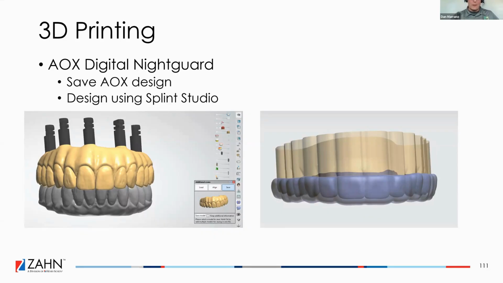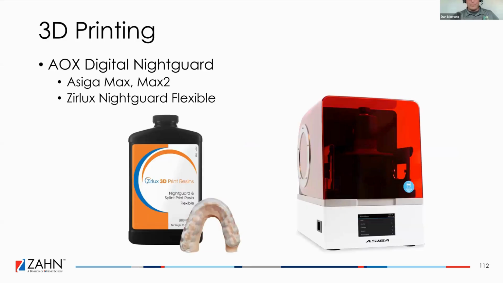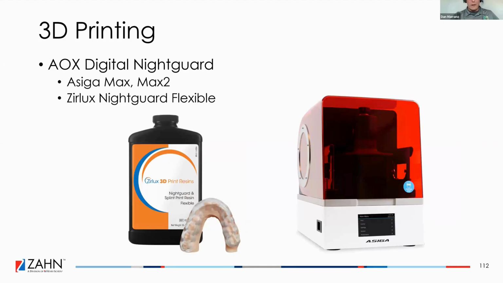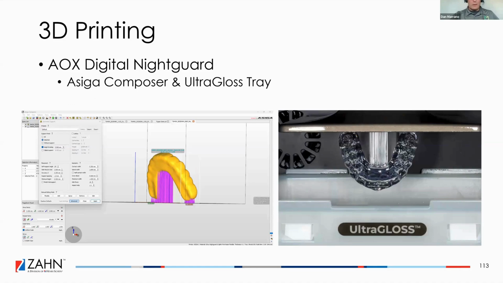Again, we save our monolithic design. We run it through Splint Studio. We design our night guard, and then we use the SprintRay Zerlux night guard and Splint Flexible. We like the flexible, and we'll show you why we like the flexible. And it's nested in a SprintRay. We use the ultra gloss tray, which makes it virtually transparent, translucent.